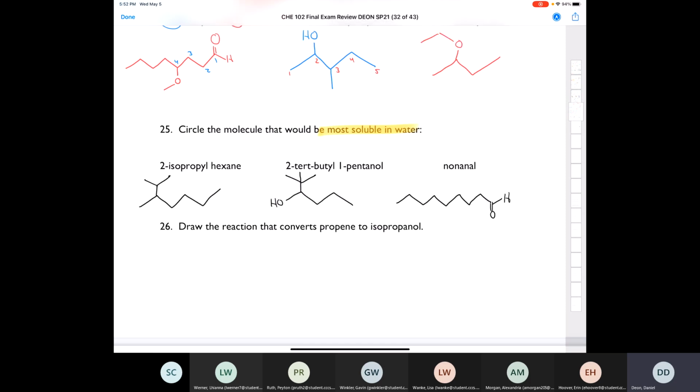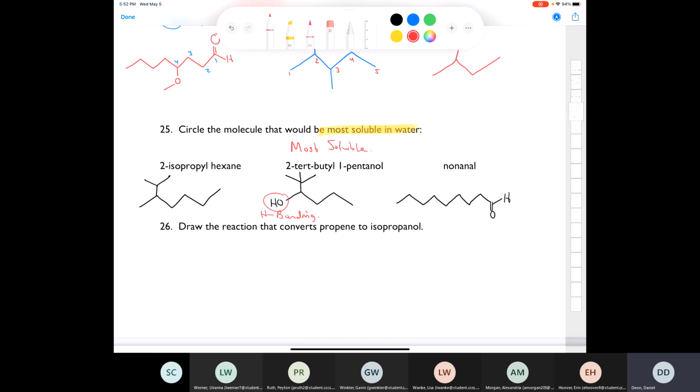We can see that all of these compounds have a hydrophobic portion, don't they? They all have some kind of big, non-polar portion, even the alcohol. However, the alcohol has the capability of hydrogen bonding, doesn't it? It can participate and it can donate a hydrogen bond. And so this one will be the most soluble.